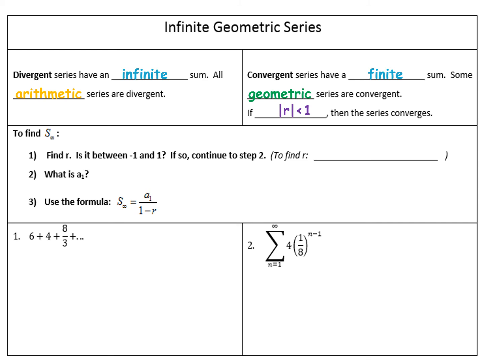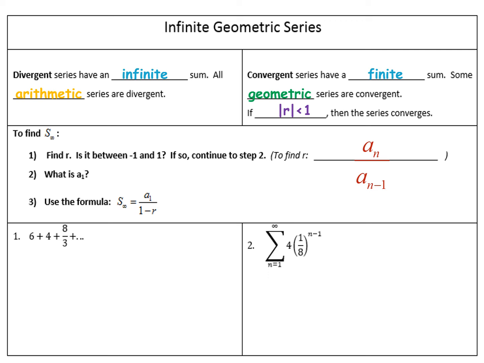Alrighty, so we'll find S sub infinity on your formula sheet. A few things we're going to have to do is find r. It needs to be between -1 and 1. If so, continue to step 2. We find what a sub 1 is, and we use the formula.